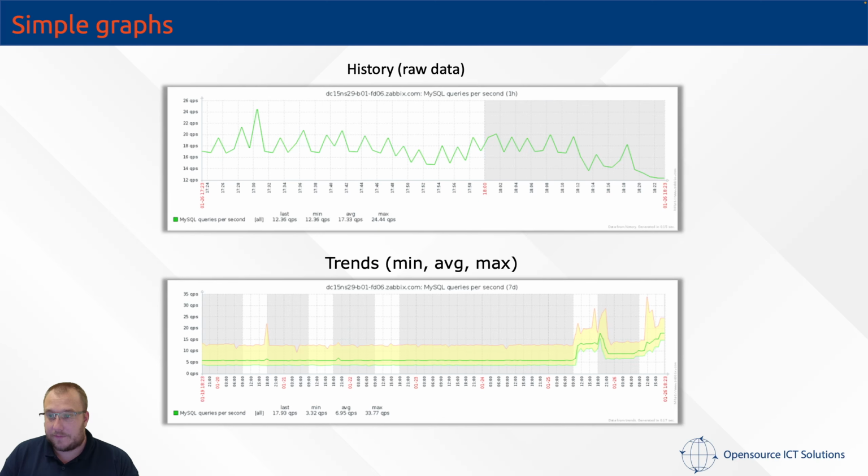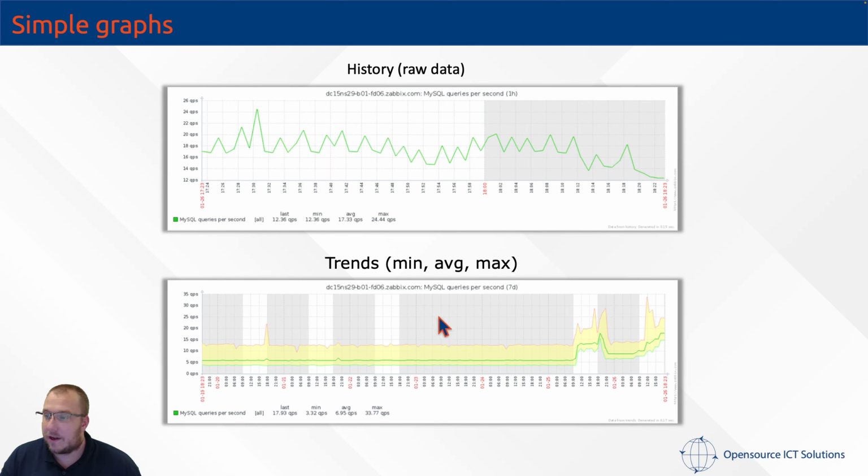When we look at those graphs, we might see two different representations. In the upper graph, we are looking at the raw data, so the history data. What you see over here is every data point that came in is plotted onto that graph. The lower one, we are looking into the trends, and the trends are an aggregated value. What we are actually looking at here is the maximum value, the thin red line. Then we've got the average, the thick green line, and the minimum value in the thin green line.